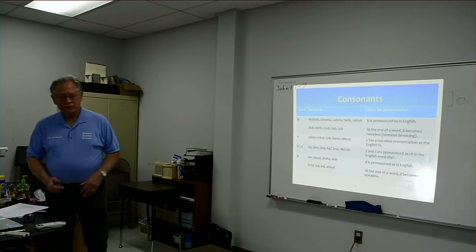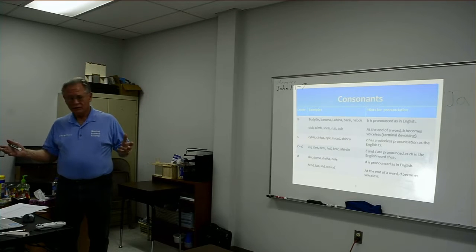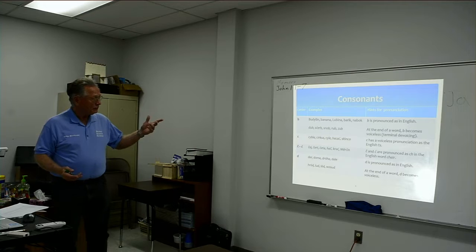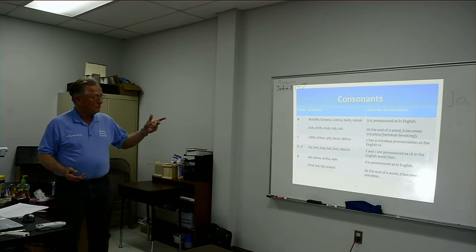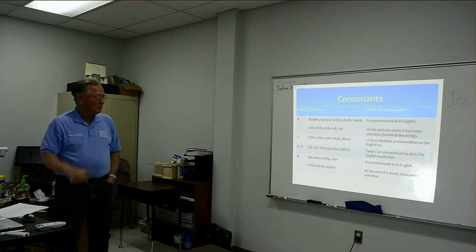So the first one deals with consonants, because we have vowels and consonants in Wendish. These are examples of words, and the B is pronounced as in English. So let's start over here with Alan, and see if you can pronounce these words, and we just go around.